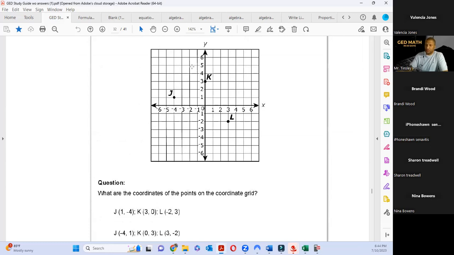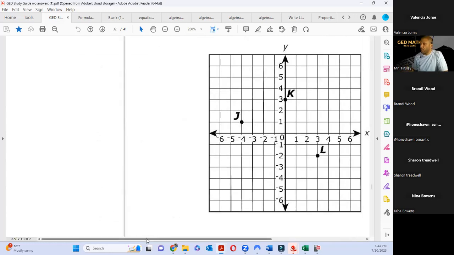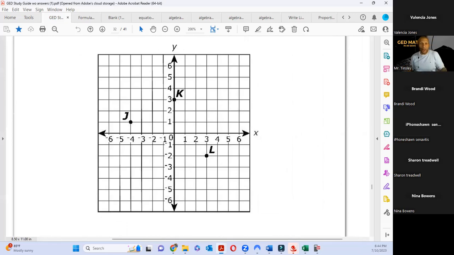Let me make this bigger. What I want you to tell me, and I'll ask a different person for each point: can somebody tell me what the ordered pair is for point J? Say it out loud. -4. Who said that first? Valencia? Give me J, Valencia. -4, and the y is +1. Okay, who wants to try K?